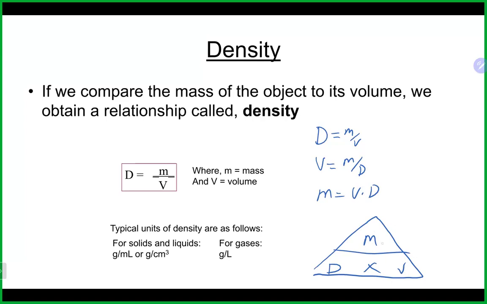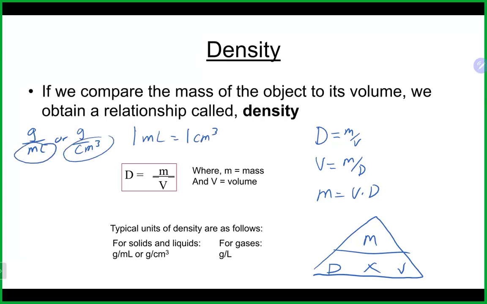So you can kind of use a DMV triangle if you like. Now, the typical units of density, as we see on the bottom there, we sort of talked about last time, is for solids and liquids, typically speaking, grams per milliliter or grams per cubic centimeter are going to be your standard unit. Again, a reminder that 1 milliliter is the same as a cubic centimeter. Remember that these both are volumes.